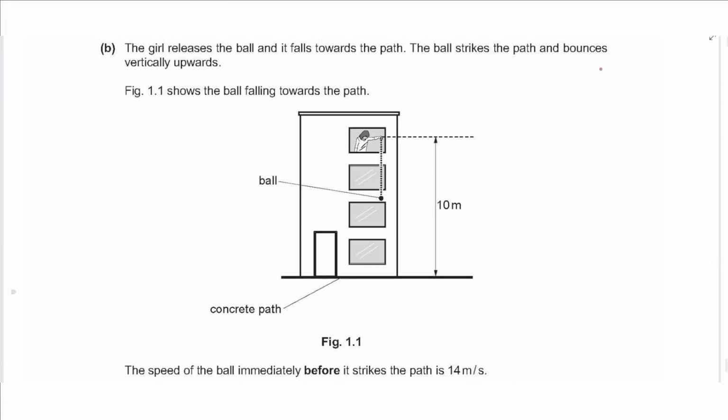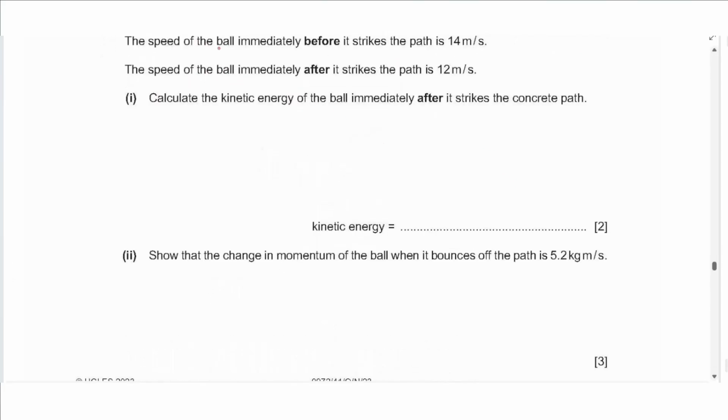The ball strikes the path and bounces vertically upwards. Figure 1.1 shows the ball falling towards the path. The speed of the ball immediately before it strikes the path is 14 meters per second, and after it strikes the path is 12 meters per second. That's upwards, so it changed direction. Calculate the kinetic energy of the ball immediately after it strikes the concrete path.